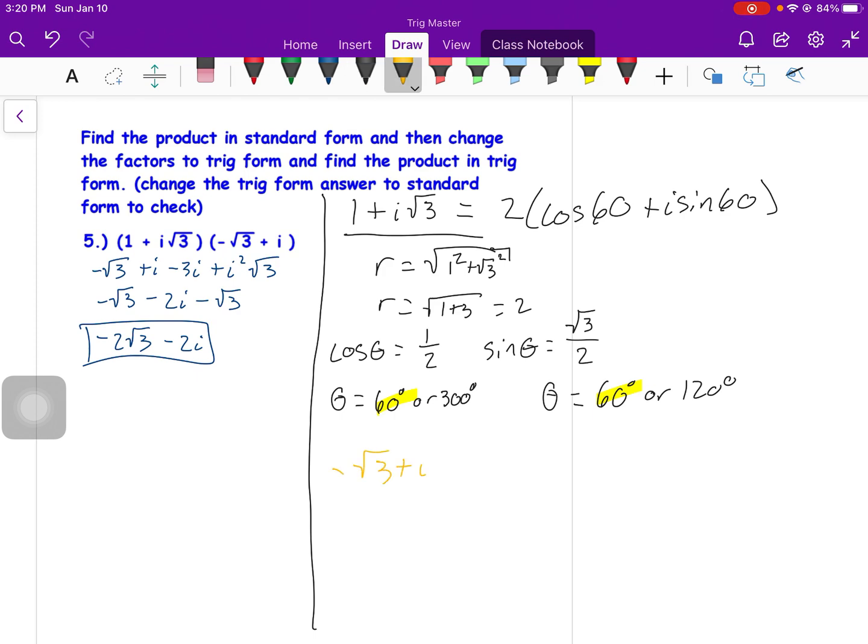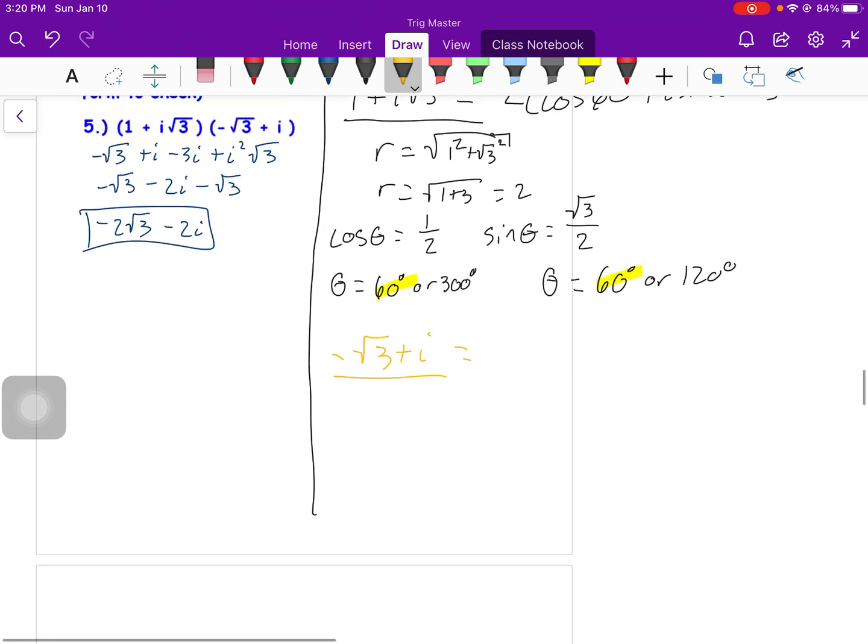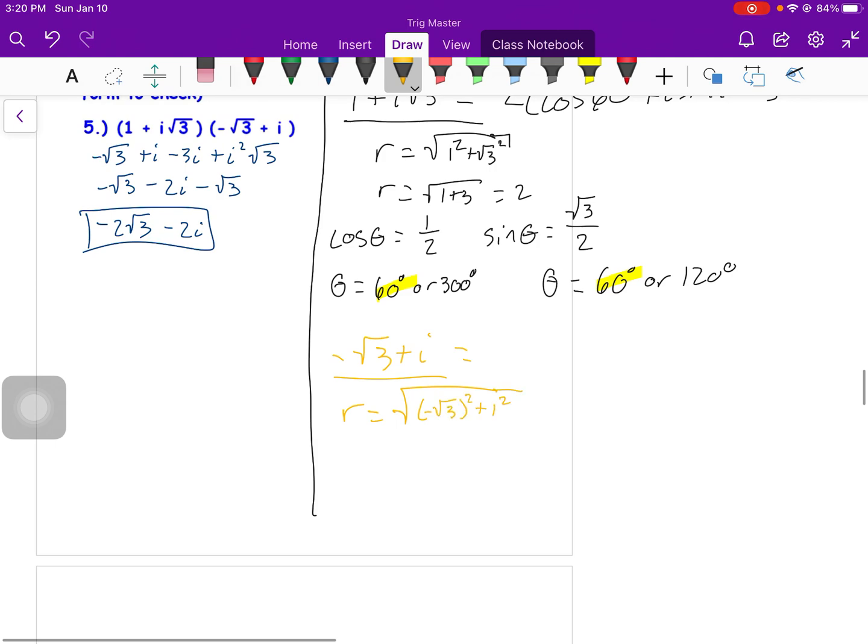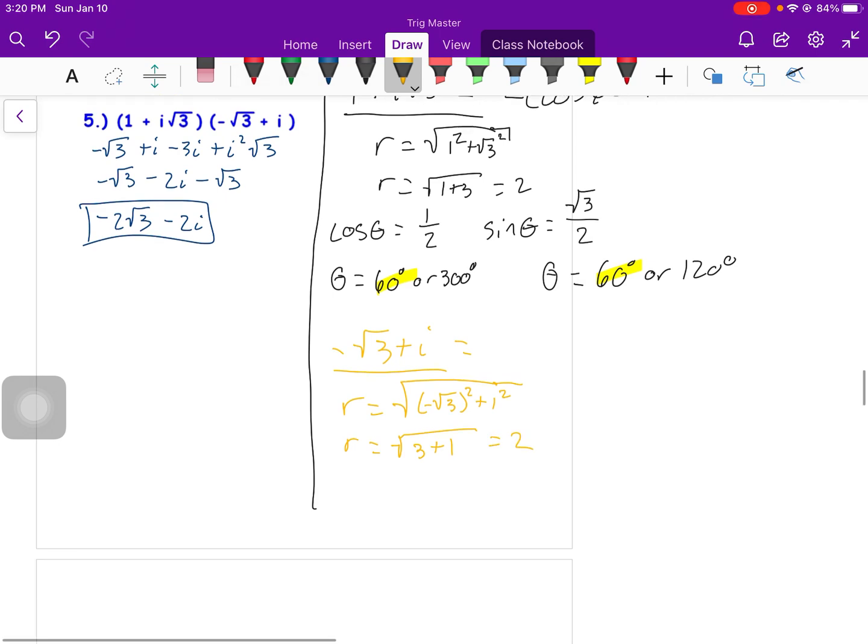That minus square root of 3 plus i, I'm going to do the same basic idea here. So my r is equal to the square root of negative square root of 3 squared plus 1 squared, because the coefficient of that i is just 1. So r is equal to the square root of, well, 3 plus 1. r is still going to be 2. In this case, cosine of theta is equal to the negative square root of 3 over 2. Make sure you bring that negative along from that negative square root of 3. And then sine of theta has to equal 1 over 2.